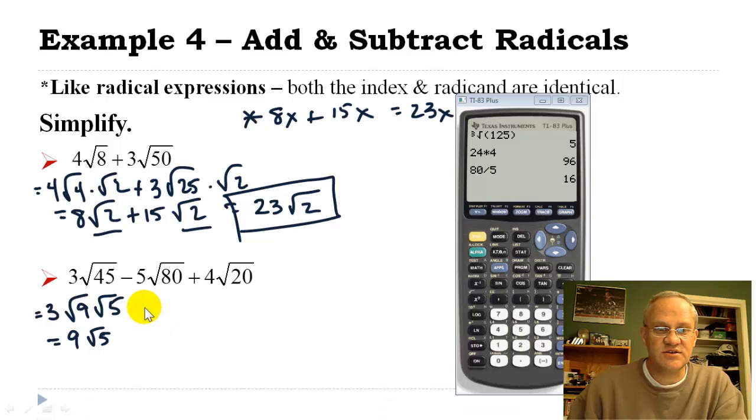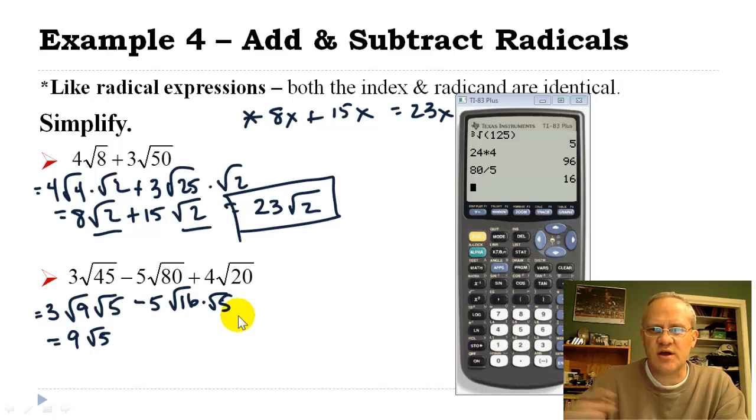So what that means is this could be then square root of 16 times square root of 5. So it just can make things a little quicker. You don't have to try everything. And square root of 16 is 4. 4 times 5 is 20. So minus 20 square root of 5.